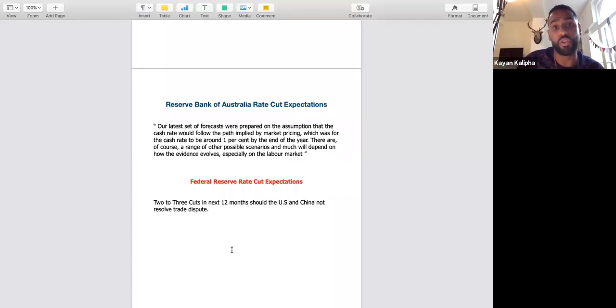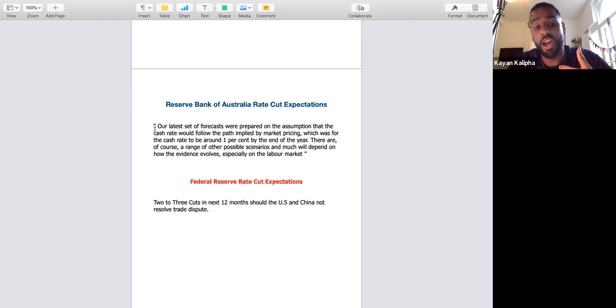So what the central bank will do is they'll cut interest rates, knowing that this means that the Aussie dollar goes down in value, and that can make their exports cheaper for Chinese consumers. So it's a strategy used to try to keep the exports in high demand.